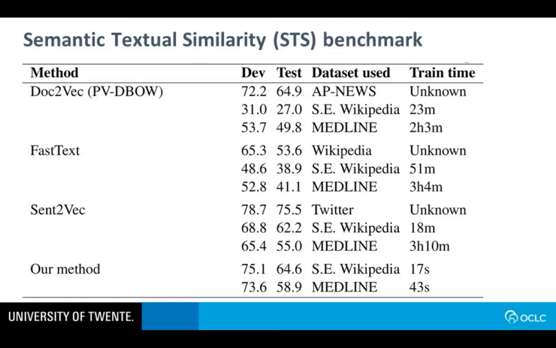Another place in this table I would like to emphasize is the lower right, the numbers in terms of seconds, compared to the other numbers in terms of hours, 2 hours, 3 hours, compared to our 43 seconds. Something we are really proud of. So it really is a very efficient way of computing the embedding, and the resulting embeddings actually work pretty well if applied to the same data set.